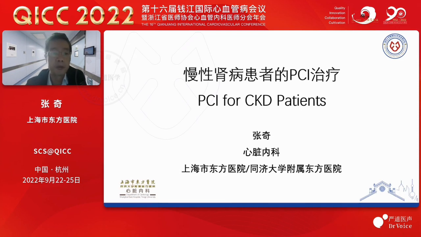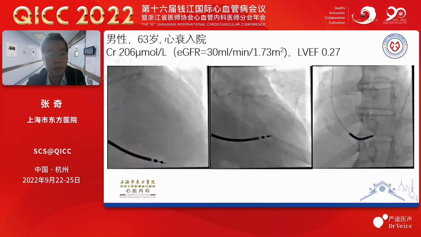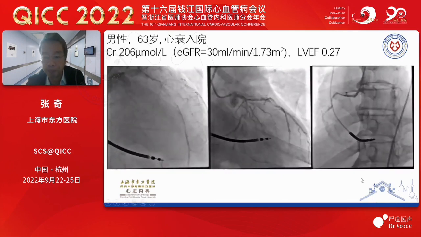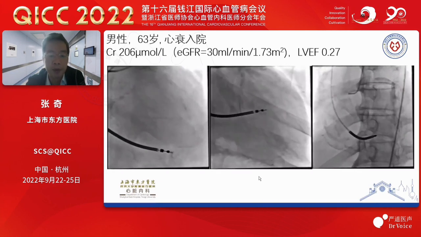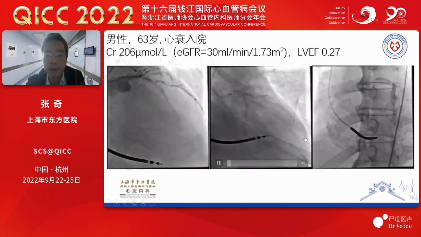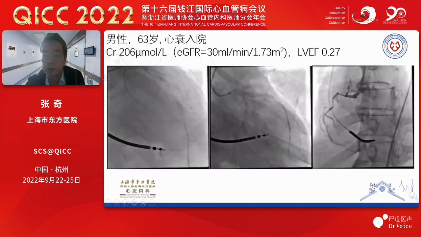and it is a great pleasure for me to see many of the great experts here. This is my topic: PCI for chronic kidney disease patients. And this is a patient that impressed me a lot, so I would like to start with this case. This is a 63-year-old male patient admitted for heart failure.